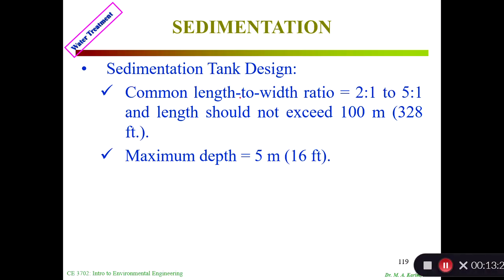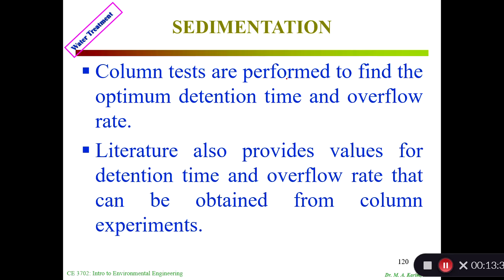For settling tank design, the common length to width ratio is this. Then the length should not exceed 100 meters or 328 feet. Maximum depth is 5 meters, 16 feet. Okay. Column tests are performed to find the optimum detention time and overflow rate, but in this case, we are not going to do that.